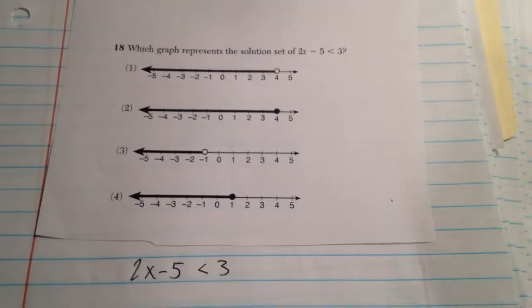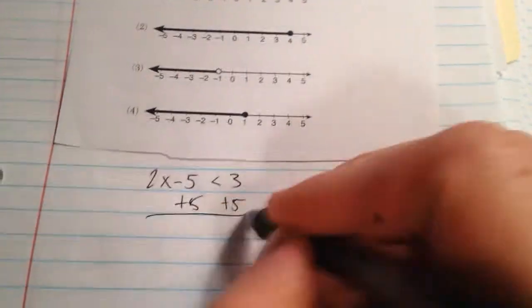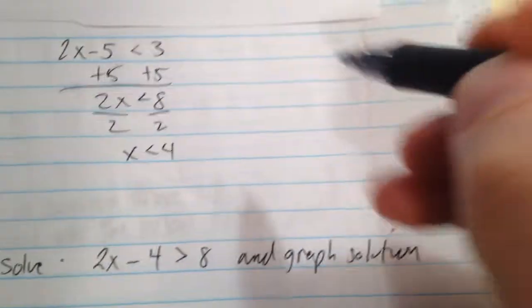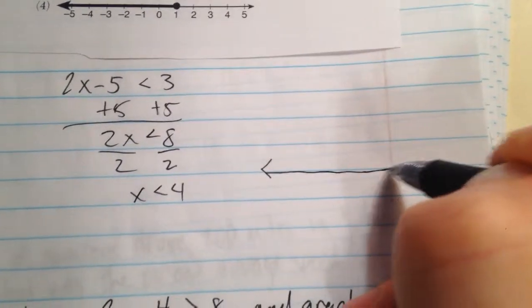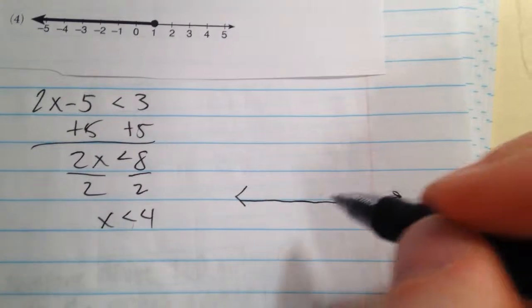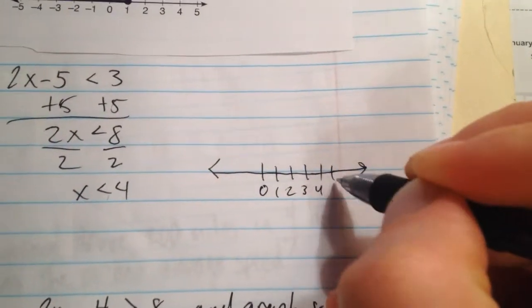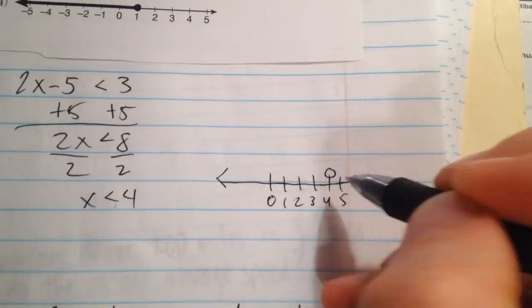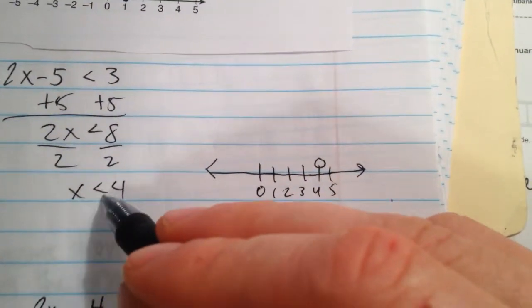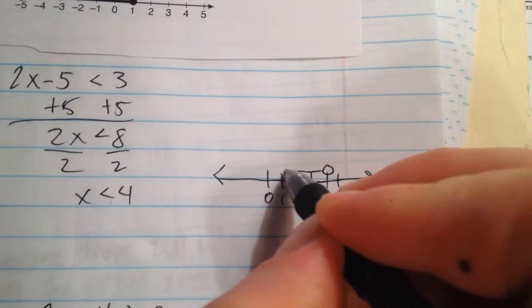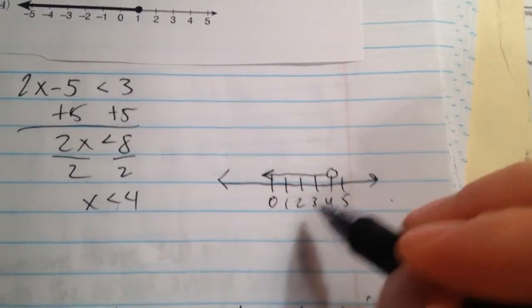Which graph represents the solution of 2x minus 5 is less than 3? If we were to solve this just like an equation, you get x is less than 4. Remember, you're going to use an open circle for the less than, so we'll do 0, 1, 2, 3, 4, 5. You do an open circle on 4. This is saying all x values that are less than 4, so we have to point in this direction that all these values are the solution. It looks like number 1 is our best choice.